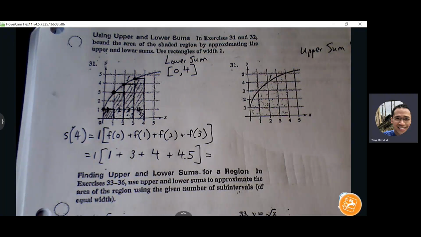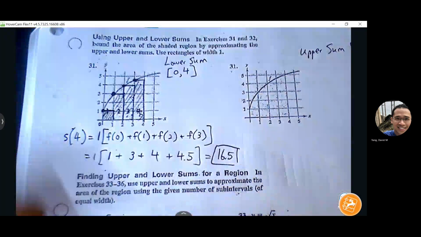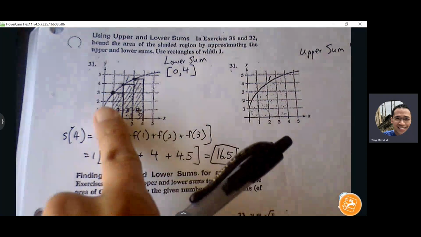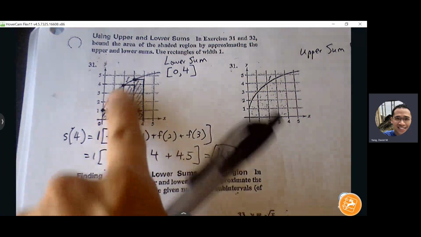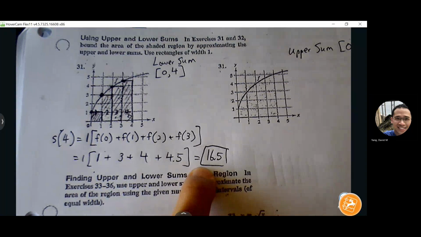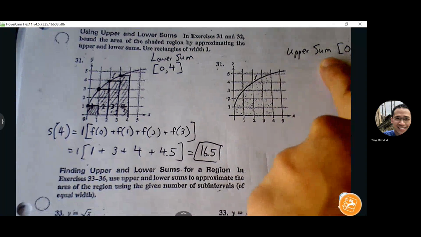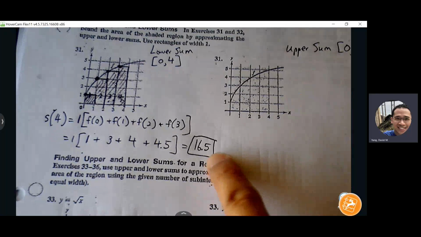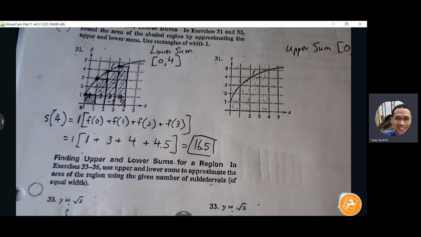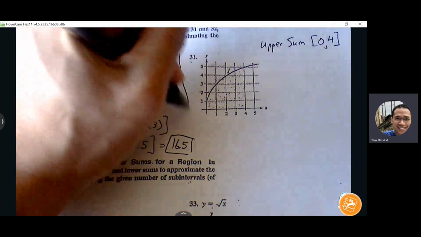Okay, I add all this up, I get 16.5. This is lower than the actual shaded region below the curve and between 0 and 4. What do you expect out of the upper sum? Should be greater than 16.5, right? We don't have to worry about how good these approximations are. We just have to be able to find them and understand what is represented.